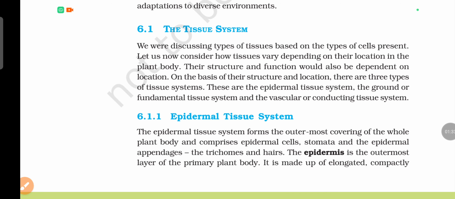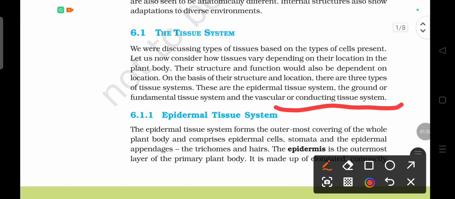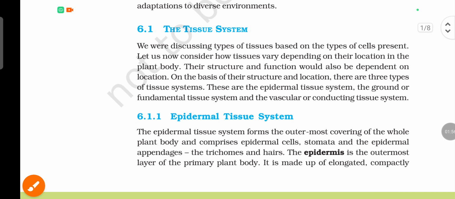On the basis of the structure and location, there are three different types of tissue system. These are the epidermal tissue system, the ground or fundamental tissue system, and the vascular or conducting tissue system. The epidermal tissue system, इसको हम हाईलाइट कर लेते हैं। 3 टाइप्स के होते हैं, ठीक है। कौन कौन सी? एपिडर्मल, ग्राउंड or fundamental tissue, and vascular or conducting tissue.